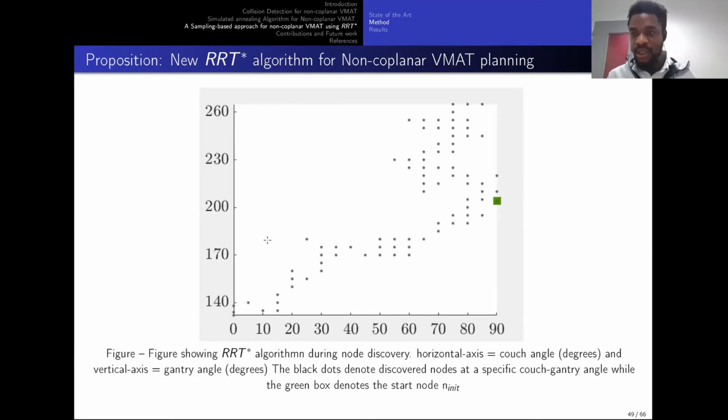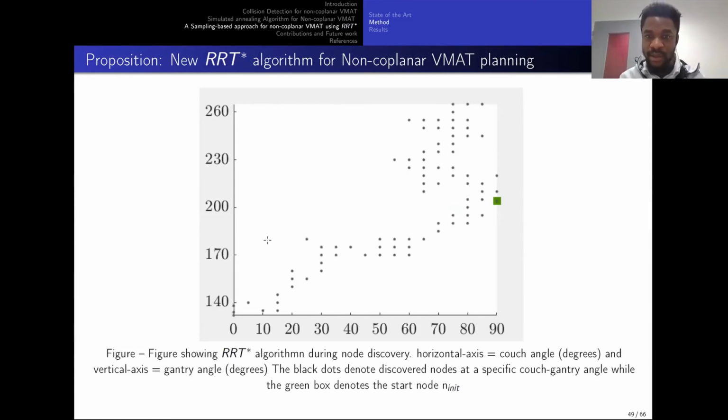So here we see the algorithm, how it's behaving during the node discovery phase. On the right-hand side, we have a green box, and this green box is the root node. So this root node is where it starts to discover all the other nodes.